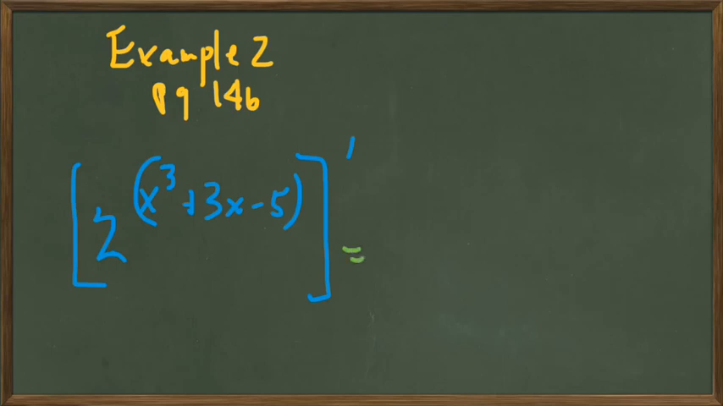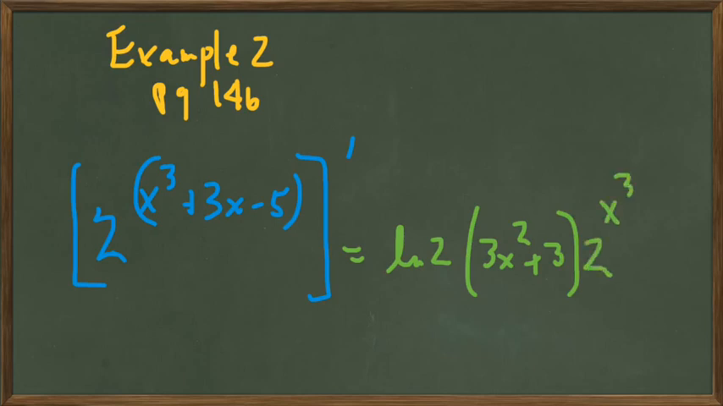So the adjusting factor in this case is ln of the base 2. The derivative of the power is 3x squared plus 3. And then the function itself, 2 to the x cubed plus 3x minus 5.